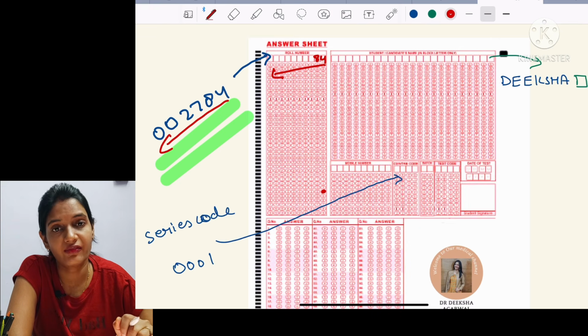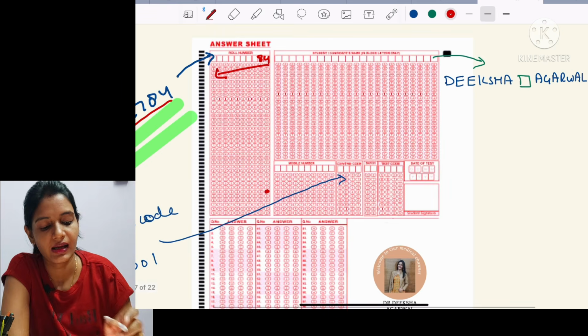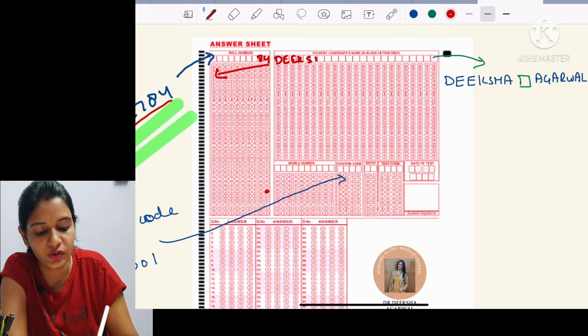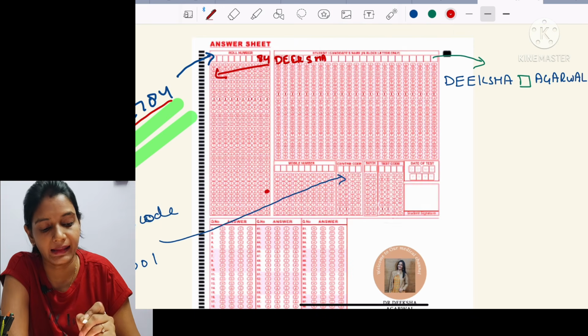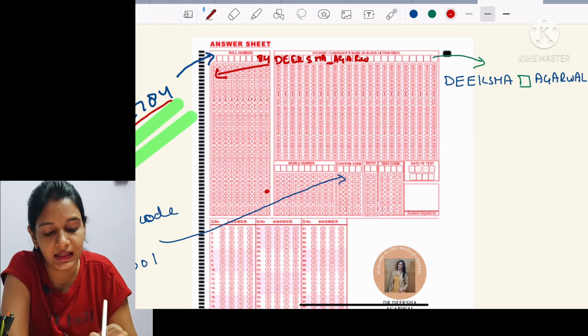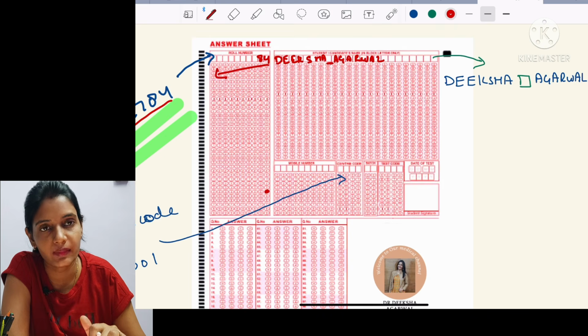Next you are going to have your candidate or student name option. You have to fill that here. Suppose my name is Deeksha Agarwal, so how I have to fill it is I write Deeksha, and then after writing Deeksha I have to leave a column blank. After that I start writing Agarwal. I cannot write in a single go. If I have a gap in my name, I have to leave one column blank here also.